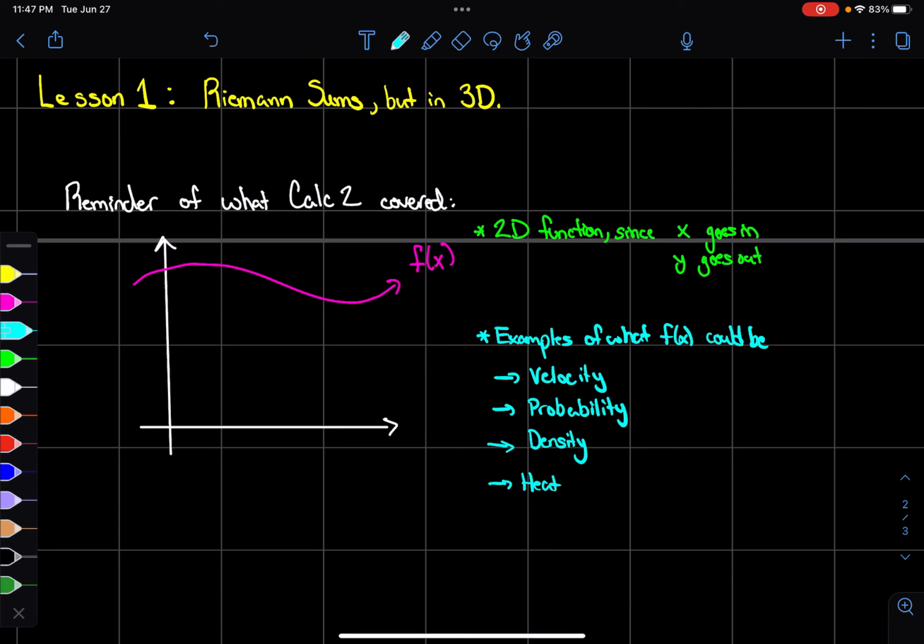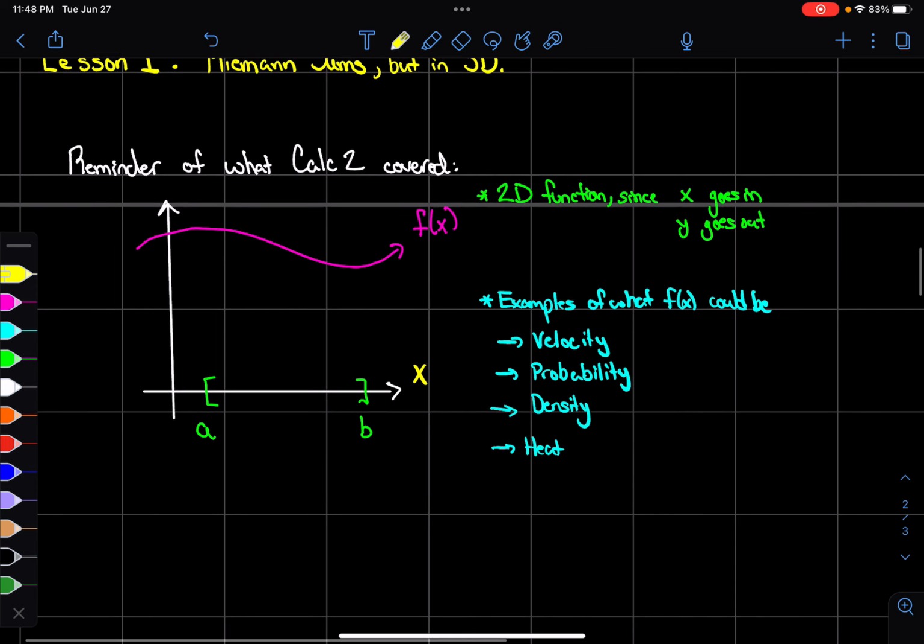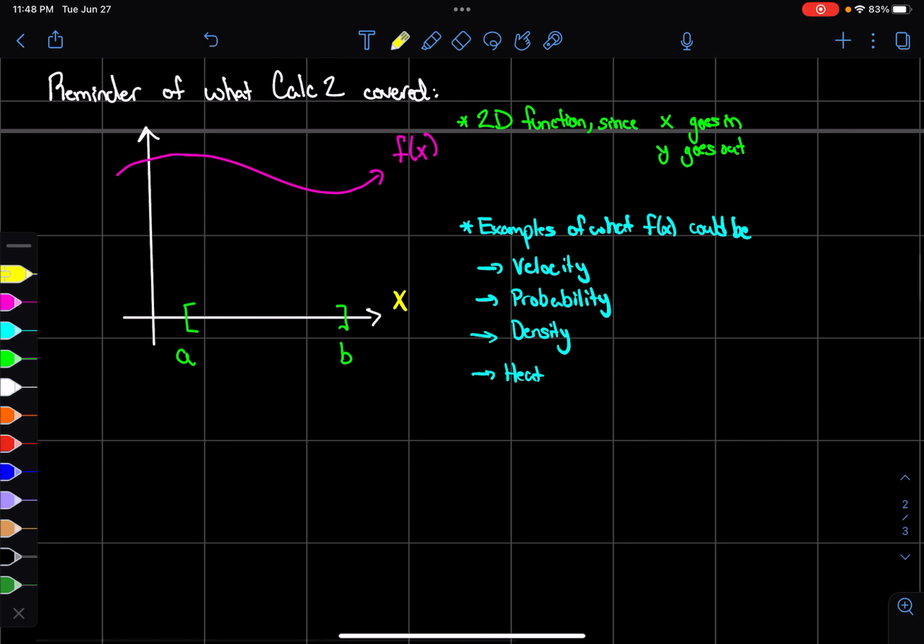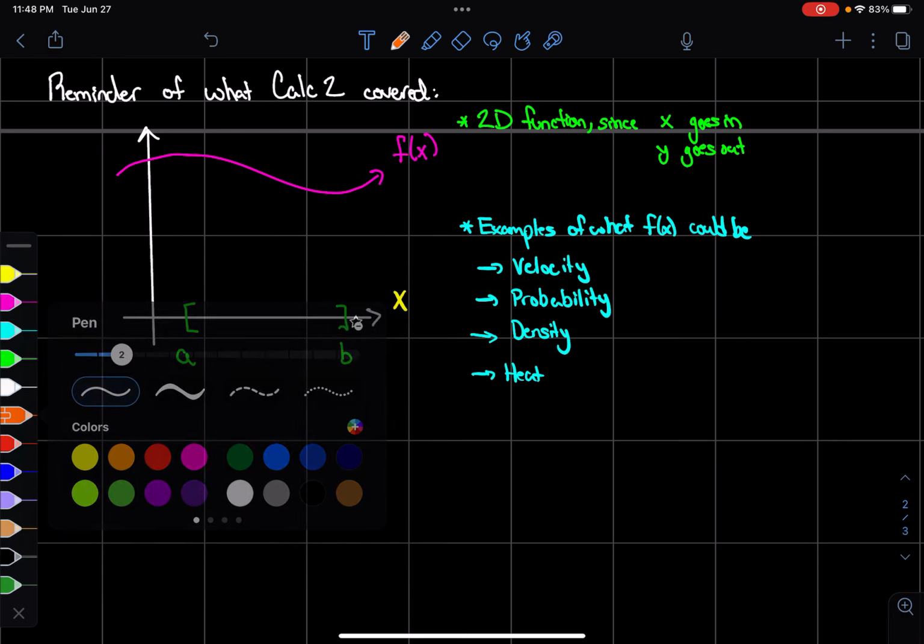And we said, if we happened to want to figure out how to calculate the total amount of something that we have, whether it's velocity, probability, density, heat, and whether we want to do it over time or over money or whatever our x variable is, maybe we should label our x-axis here. The way that we started off Calculus 2 was not by jumping straight into integration, although that is, of course, where we are heading.